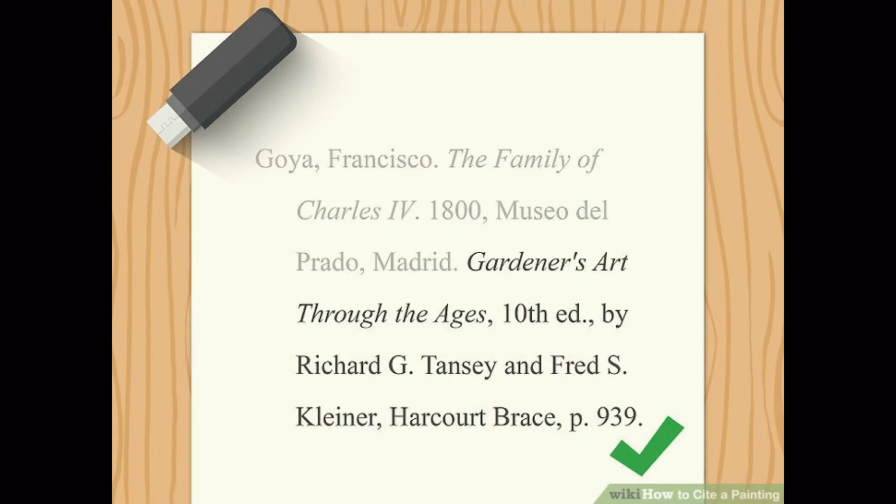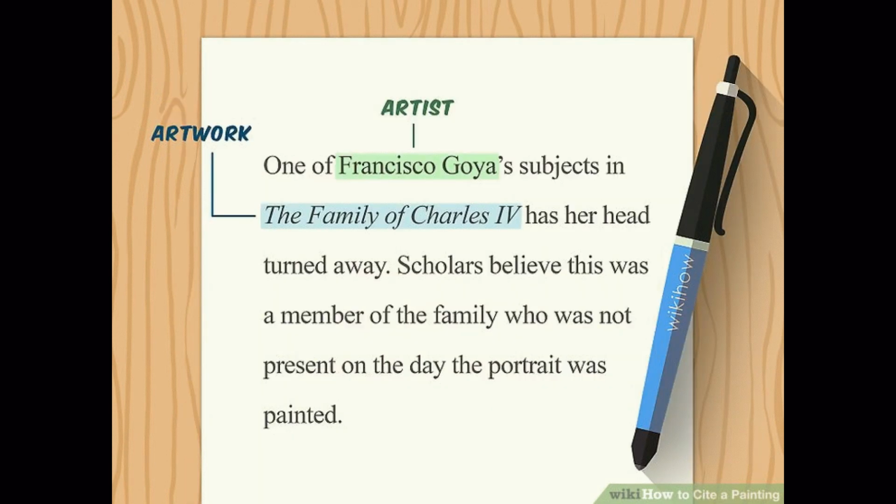Include the medium and materials at the end of your entry if they are important or relevant to your paper. Otherwise, this information isn't required for an MLA Works Cited entry. Mention the artist and the artwork in the text of your paper. MLA style does not require parenthetical in-text citations for paintings. Instead, give the artist's name followed by the title of the work in italics.